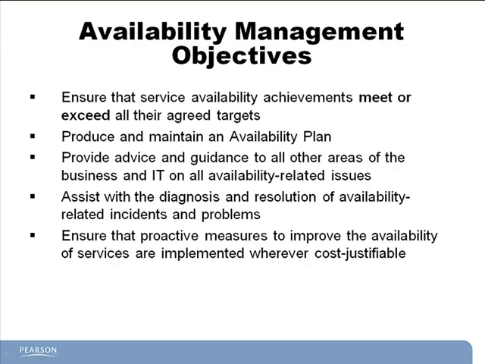The process of availability management has several objectives. First, we need to ensure that our service availability meets or exceeds what we promised in our SLA. Also, just like capacity management, one of the outputs of this process is to produce and maintain an availability plan, usually annually. Also, this process provides advice and guidance to all other areas of the business and IT on all availability-related issues. And the availability management process also assists with diagnosing and resolving availability-related incidents and problems. And lastly, they take proactive measures to improve the availability of services whenever it's cost justifiable.